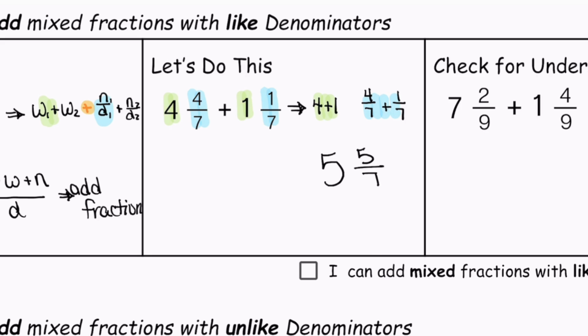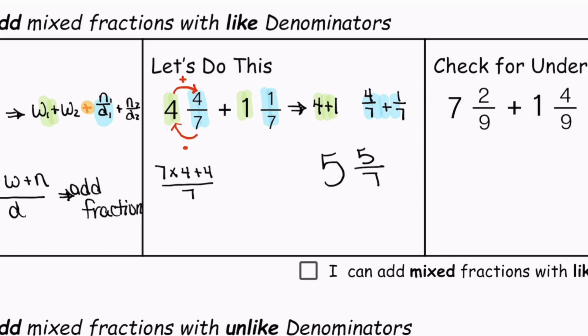Let's now try the second way. The second way means we take these mixed fractions, which have a whole number and a proper fraction, and convert them to improper fractions, right? We take 7 times 4 plus 4, and then we write that all over 7.